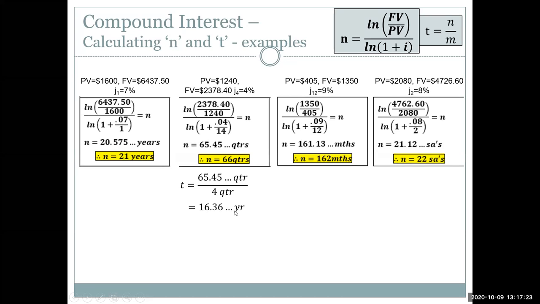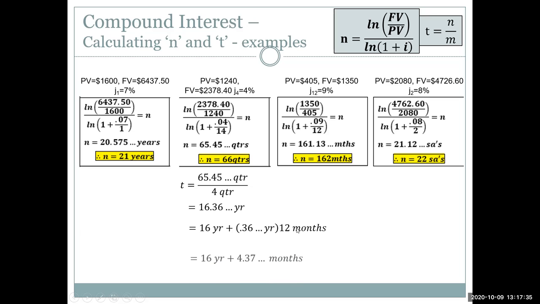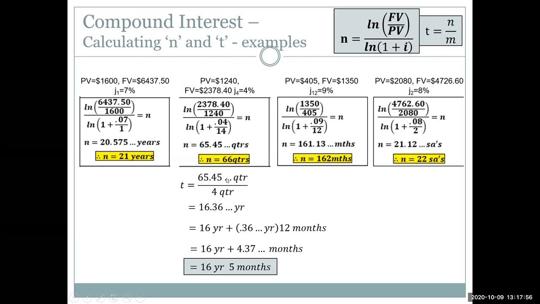So that's 16.36 years. Now, if I want the answer, say, in a different unit, I could say, well, that's 16 years plus the 0.36 with all the decimal years times 12 months. And that would be 16 years plus 4.37 with all the decimal months. And my final answer, I could round it as 16 years, 5 months. So there's different ways that we can give our T. We could just give it as a decimal year and possibly round it if we wanted, or we could go into the months. But please, again, use your unrounded value.